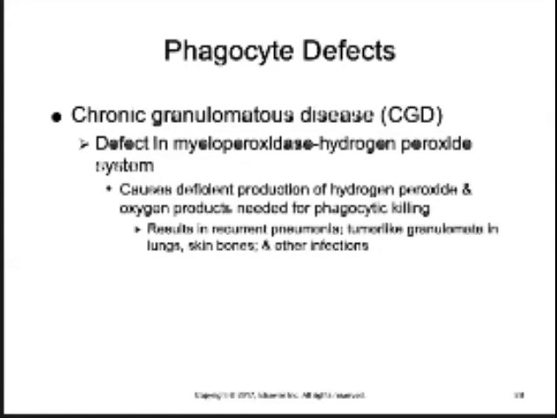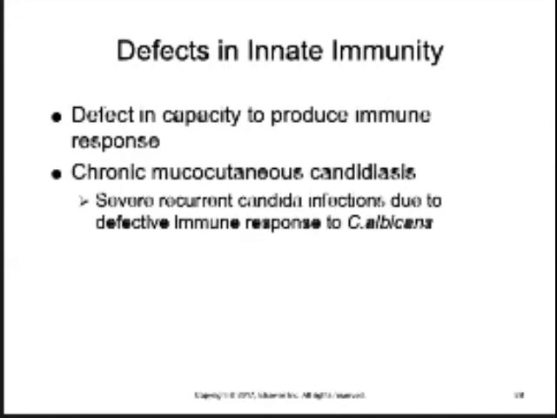Phagocyte defects include chronic granulomatous disease, which is a defect in the myeloperoxidase hydrogen peroxide system, okay? It's a genetic disorder in which white blood cells called phagocytes are unable to kill certain types of bacteria and fungi. People that have CGD are highly susceptible to frequent and sometimes life-threatening bacterial and fungal infections. It's caused by a defect in NADPH oxidase that phagocytes need to kill certain bacteria and fungi. Mutations in one of 5 different genes that produce this can cause these defects, okay? So we see recurrent pneumonia, tumor-like granuloma in lungs, skin, bone, and other infection.